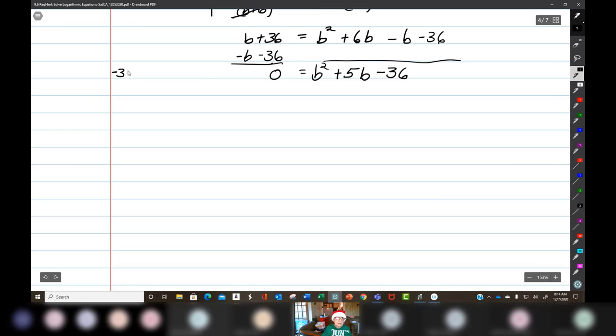Negative 36, and I need to get a positive number, positive 5. So negative 36 will factor into a bunch of things, and one of the things it will factor into is positive 9 times negative 4. And isn't it a wonderful coincidence that positive 9 plus negative 4 is positive 5, which is our middle number. Yay! So we're going to factor.